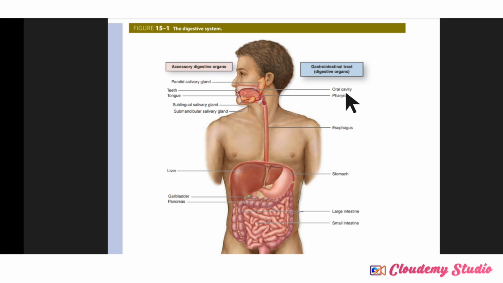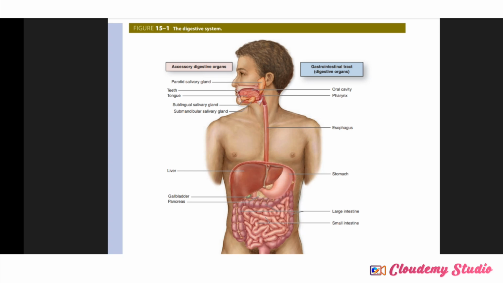So we said the digestive system or the gastrointestinal tract starts from the oral cavity and ends in the anus. The important parts of the GI tract are the oral cavity, which contains the teeth, tongue, and the salivary glands, then the esophagus, the stomach, and the intestines, which are the small intestine as well as the large intestine.